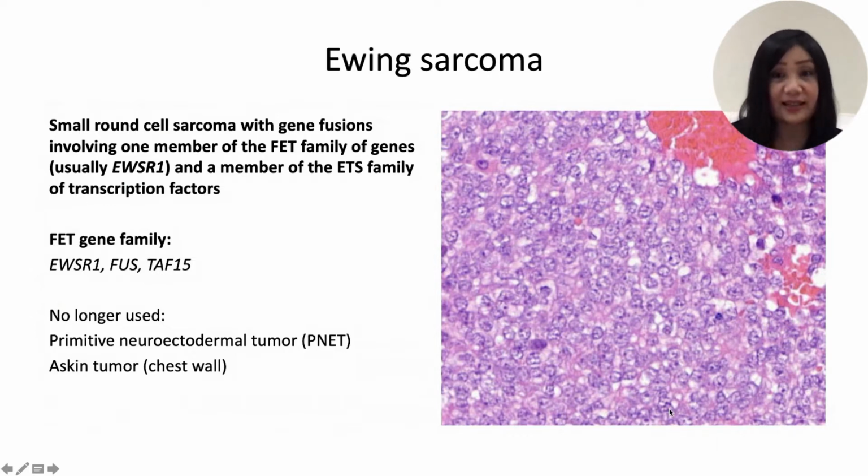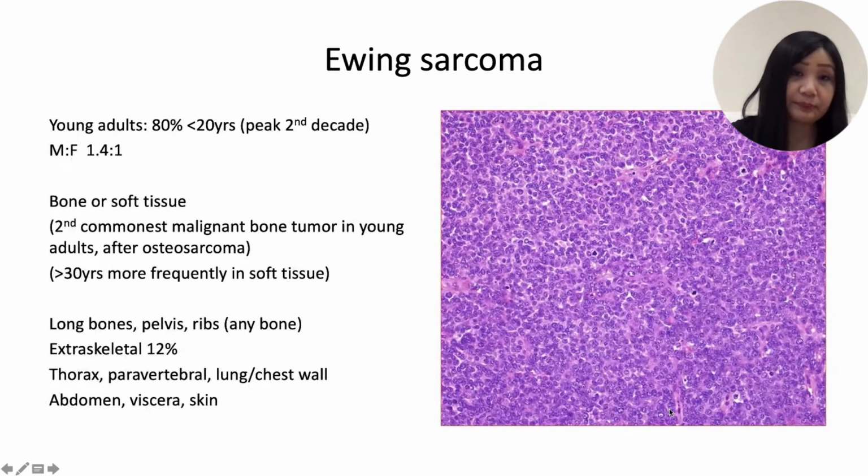family of transcription factors. Just also for us to remember that the terms PNET, primitive neuroectodermal tumour, which corresponds to Ewing sarcoma with various neural or neuroectodermal differentiation, and Askin tumour, so Ewing tumour of the chest wall, the thorax. These terms are no longer used because there is no difference clinically in these tumours with conventional Ewing sarcoma.